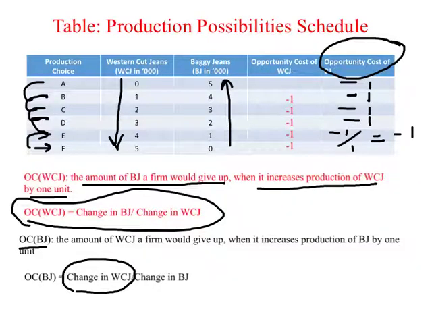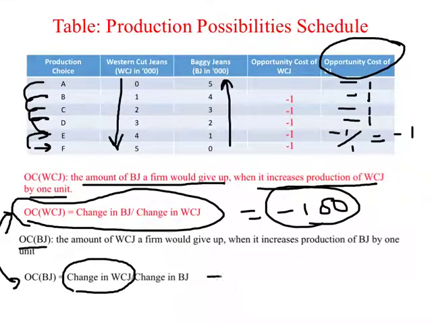Another thing you'll observe is when you look at how we measure opportunity cost of Western cut jeans or opportunity cost of baggy jeans, these two are inverses of one another. For example, you find in some other example that opportunity cost of Western cut jeans is negative 100. Based on this information, what will be the opportunity cost of baggy jeans? It will be negative 1 by 100. Why? Because these two are inverses of one another.